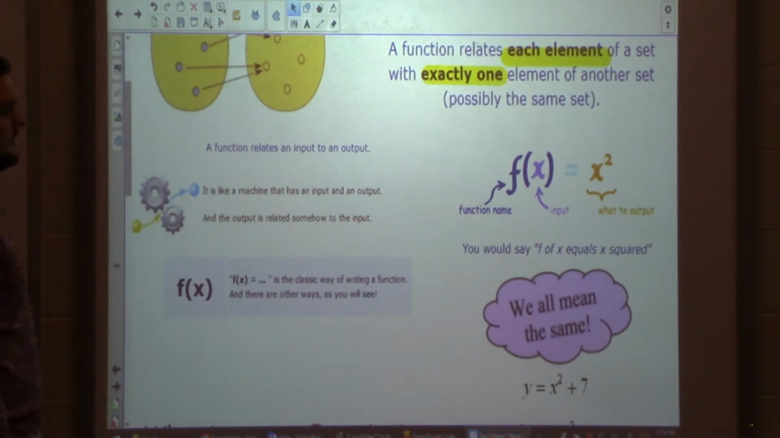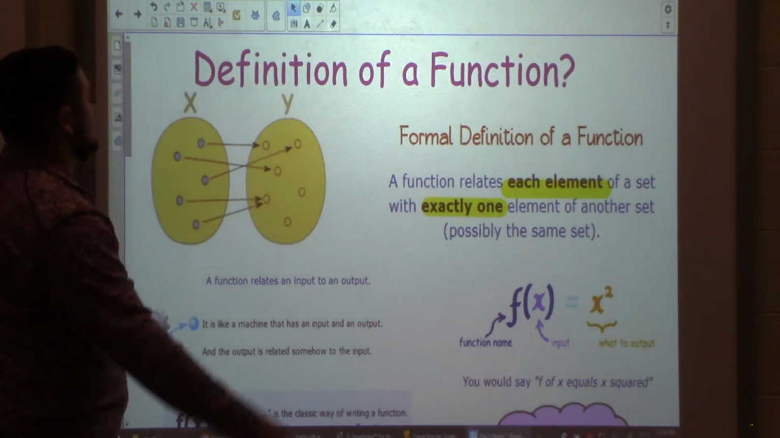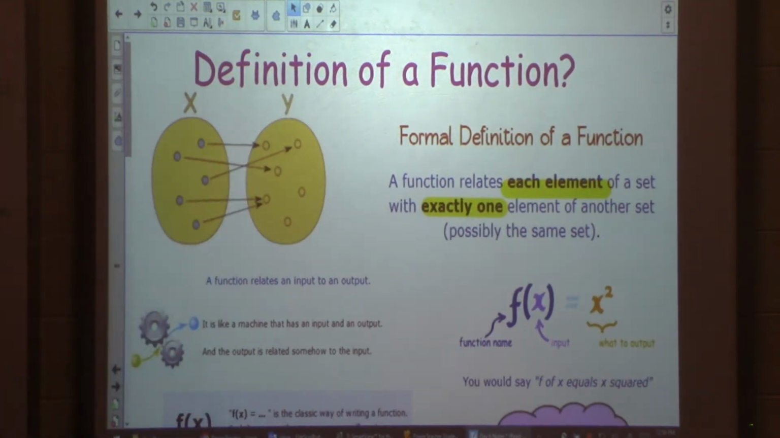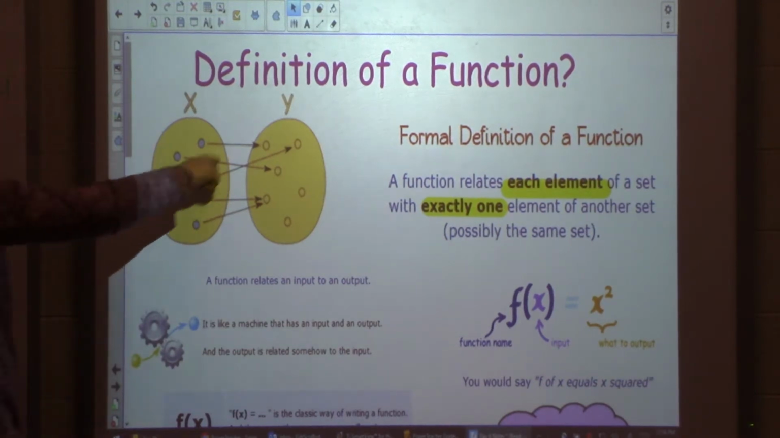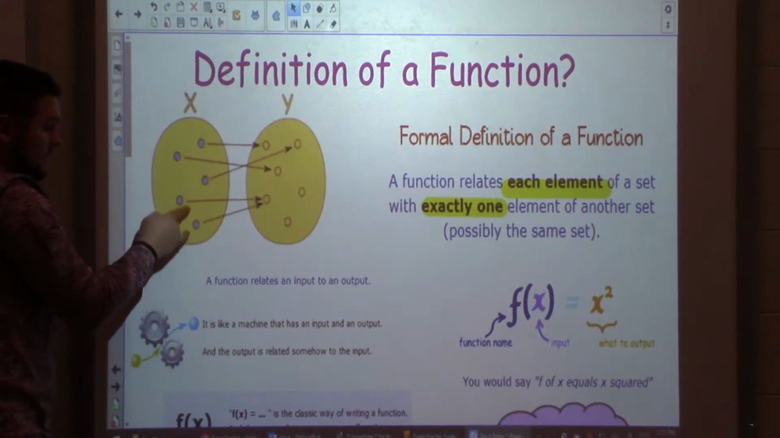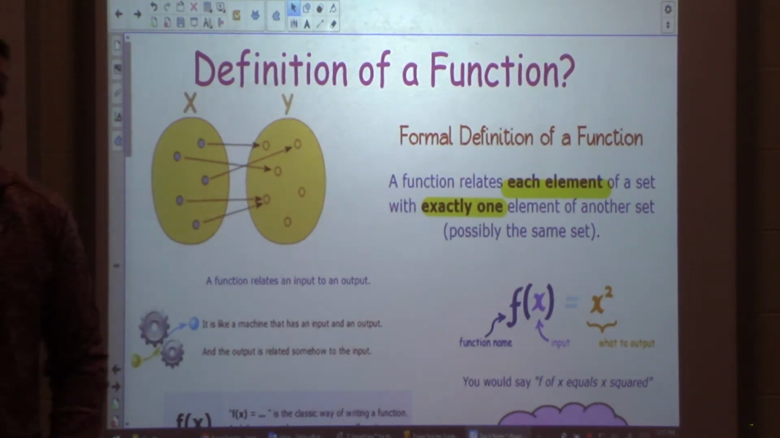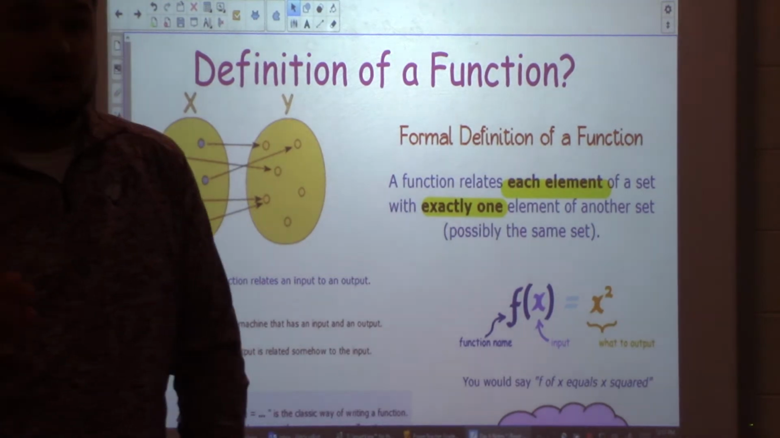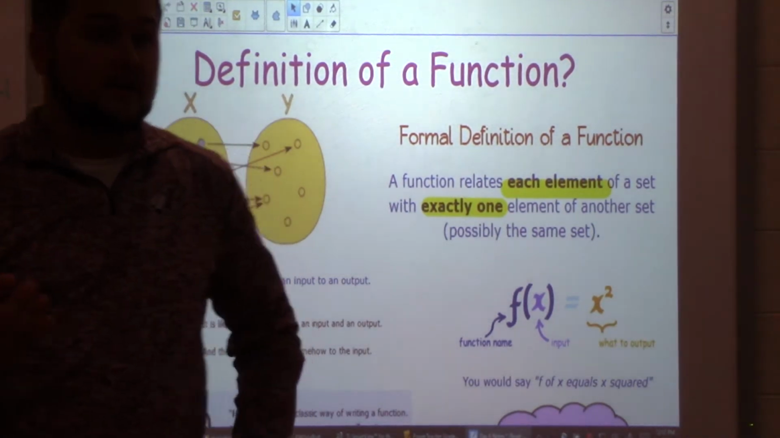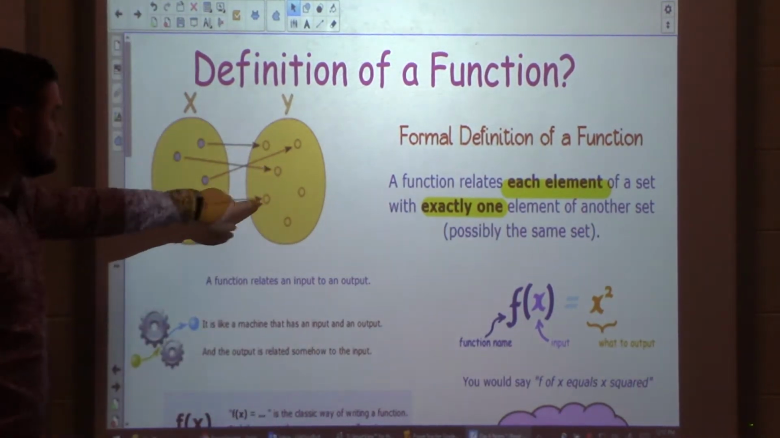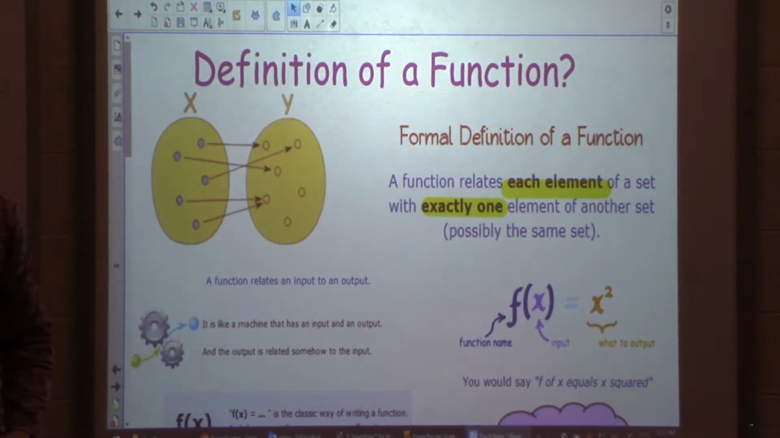And then we have what to output, or how we find our output, on the other side of our equal sign. So if you look at this diagram here, this is a function because everything in that x bubble relates to exactly one element in the y set. Now, these two x's both relate to the same y. That's perfectly okay. That's like saying 2 squared is 4 and negative 2 squared is 4, right? Two different x's that make the same y. That is perfectly okay.